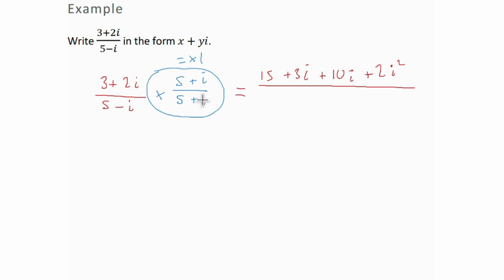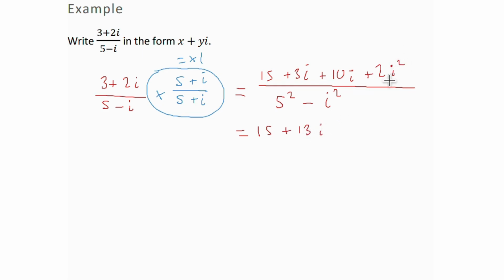Now this is a difference of 2 squares. It's 5 minus i times 5 plus i. So it's going to be 5 squared, take away i squared. So we get 15 plus 13i.